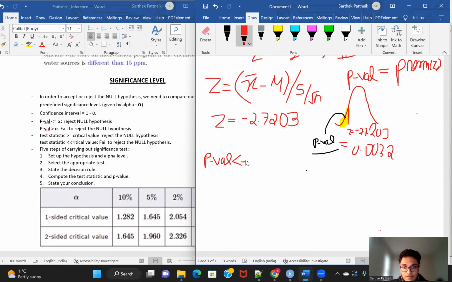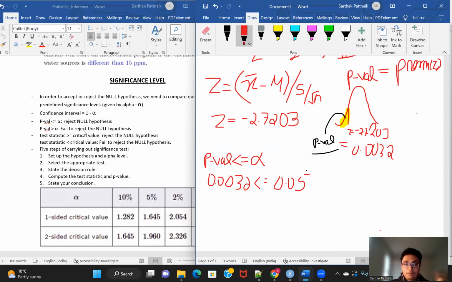So in this case, my p-value is actually less than or equal to alpha because alpha is 0.05 and my p-value is 0.0032, which is less than or equal to 0.05. So in this case, I can reject the null hypothesis. That is something that I'm already seeing. But this is what the decision rule is. It can be based on p-value or it can be based on test statistic.